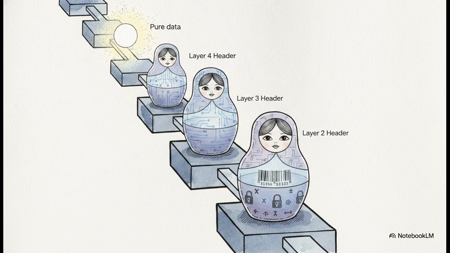Your original application data is that innermost doll. As it drops down through each layer, that specific layer slaps its own header onto the data, basically its own set of instructions, creating a slightly larger doll. The transport layer adds TCP port numbers. The network layer wraps that up with IP addresses. The data link layer wraps that up with MAC addresses. It's a literal assembly line.